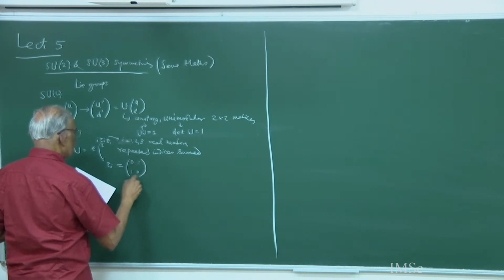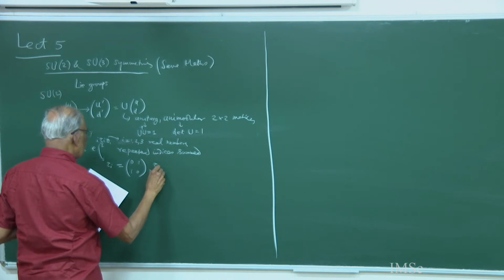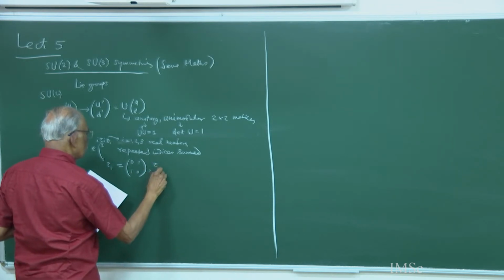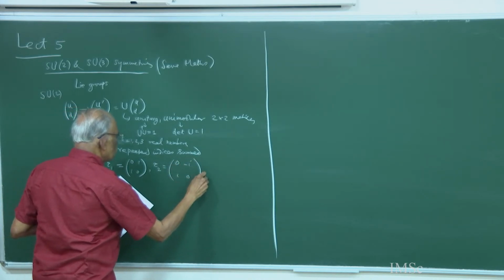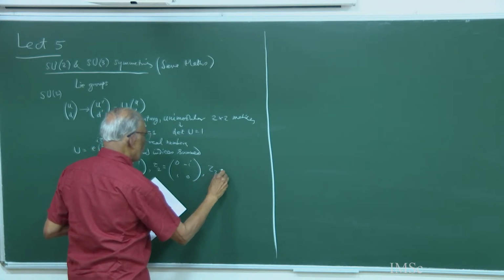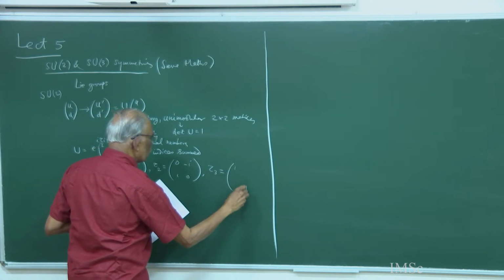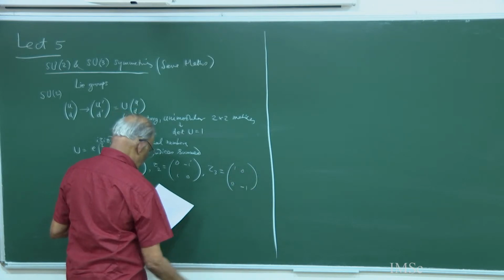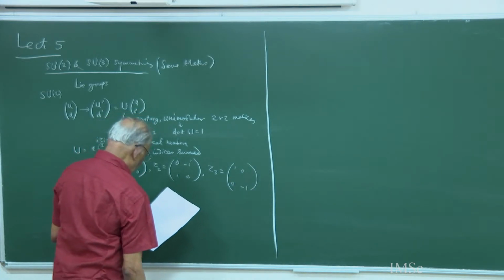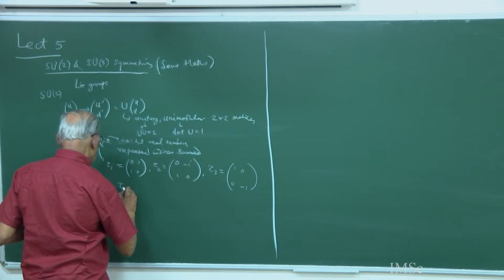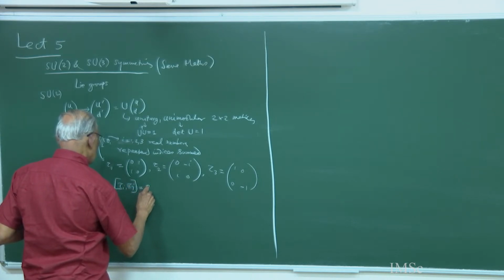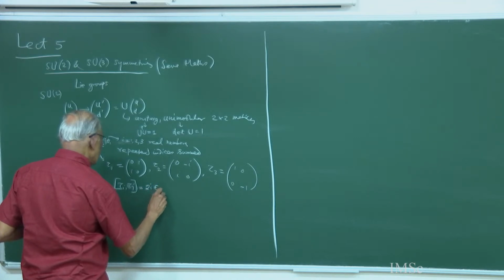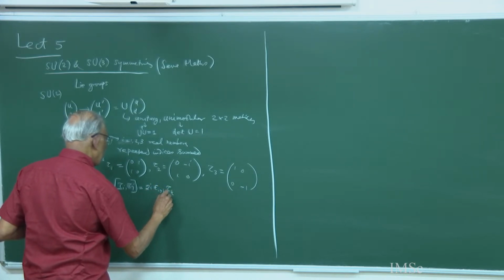Tau 1 is 0 1 1 0. Tau 2 is 0 minus i, i 0. Tau 3 is diagonal, 1 and minus 1. They are called the Pauli matrices, and they satisfy this commutation relation, which you can verify. The commutator of tau i and tau j is equal to twice i epsilon ijk tau k. Again k is summed over here.